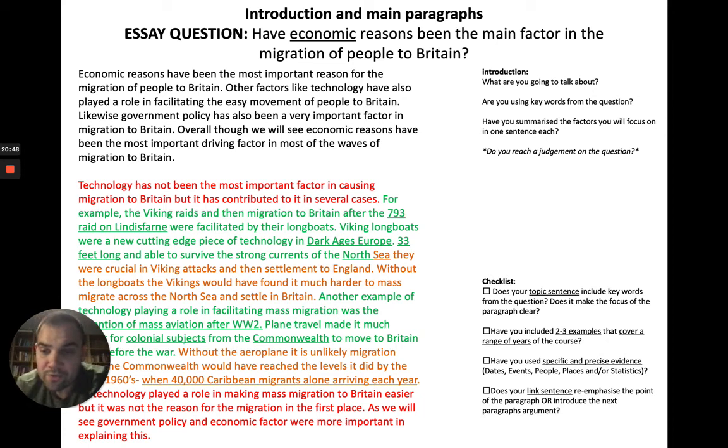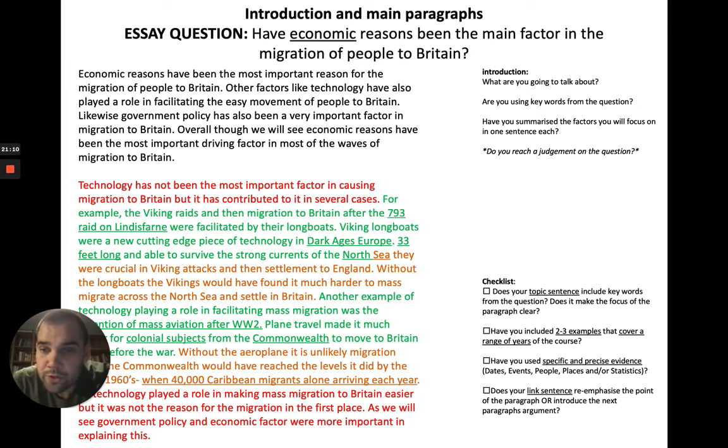Okay, so let's just have a quick read through this example one, just so you can see what a good paragraph looks like. Okay, so technology has not been the most important factor in causing migration to Britain, but it has contributed to it in several cases. For example, the Viking raids and their migration to Britain after the 793 raids on Lindisfarne were facilitated by their longboats.